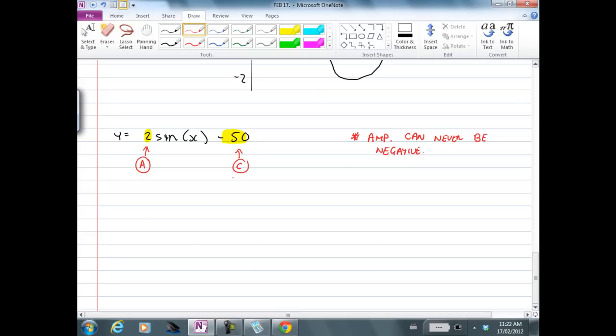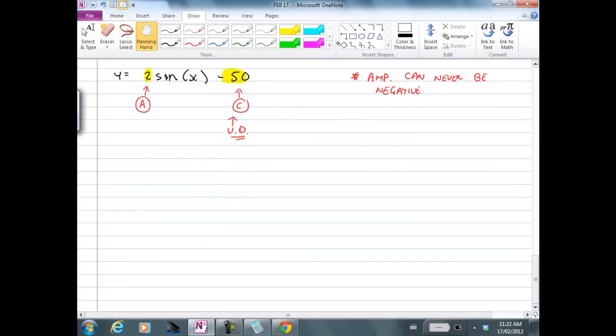This is called your vertical displacement. The correct term is vertical displacement. It's also where your center line occurs. So guys, when you sketch this out, pretty simple, nothing too bad.